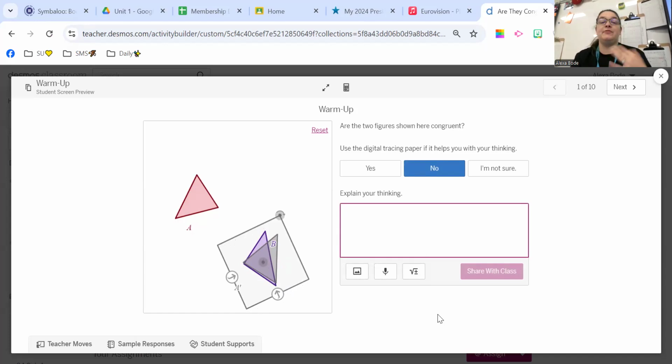and I want you to use something from our summary question. So you can say that when I use patty paper, I can't get the copy to cover the original, or you could say I can't use rigid transformations to get A onto B.